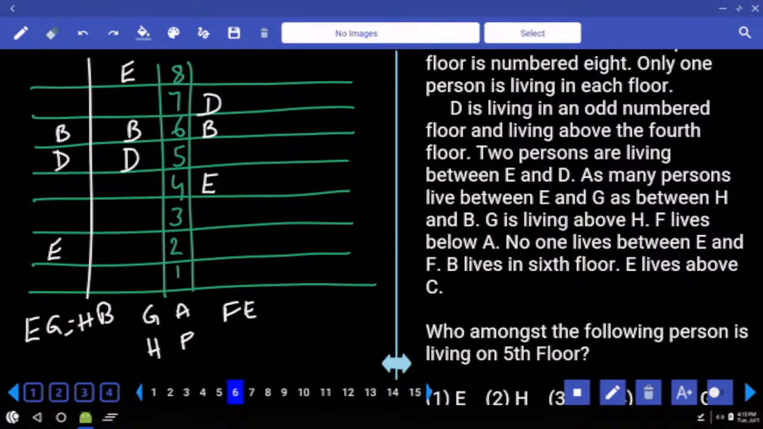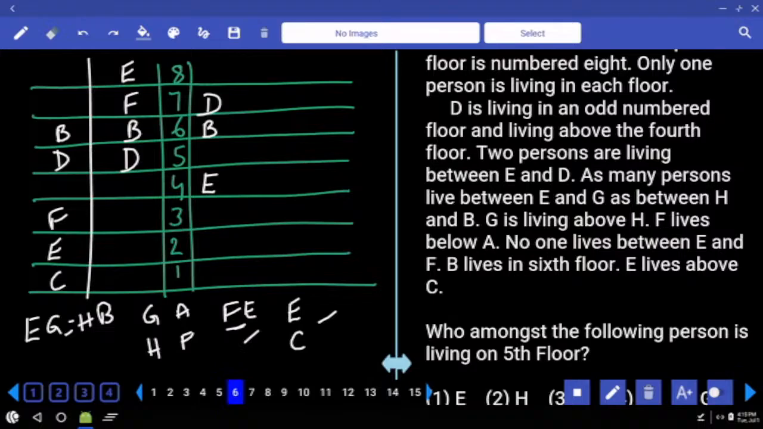Then the relation between H and B, E and G. And B is on the 6th floor. E lives above C. Now where is C? E is above C. C must be here. Then coming back to this one, tell me from where we can start. F and E. E and F are adjacent to each other. F must be here. E is above this C. Then E and F, and G is above this H.